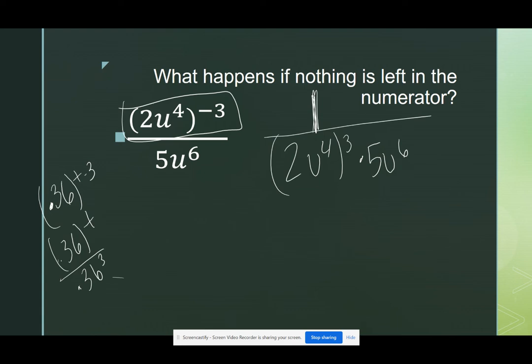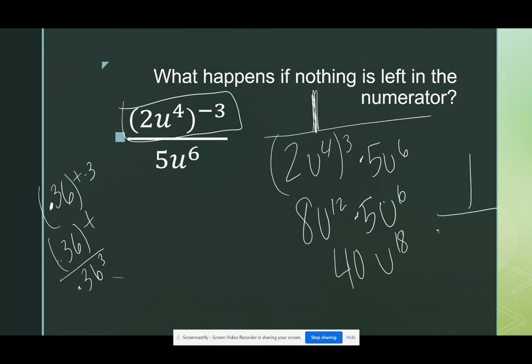So if I simplify this, 2 to the third is 2 times 2, which is 4, times 2 is 8. U to the 12th times 5u to the 6th. So then we do 8 times 5, which is 40. 12 and 6 is 18. In the denominator, so it's 1 over 40 U to the 18th. So we can't forget to put it into the denominator.